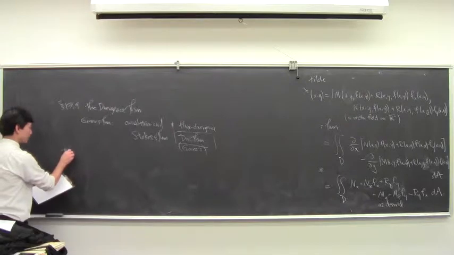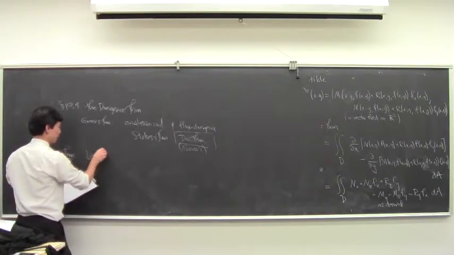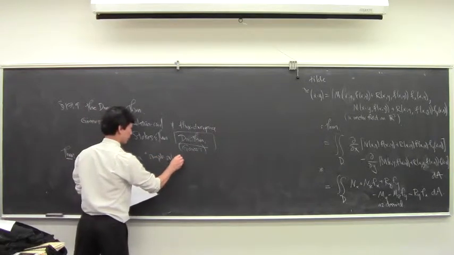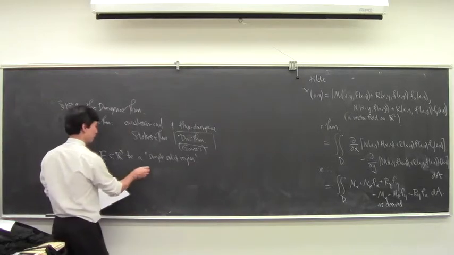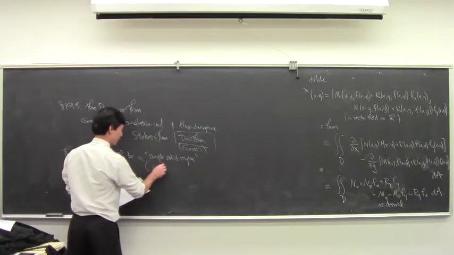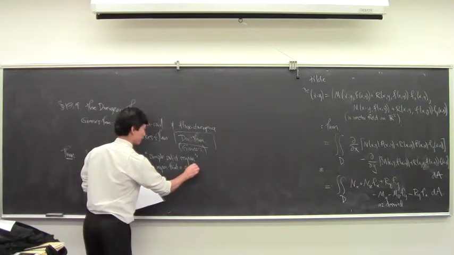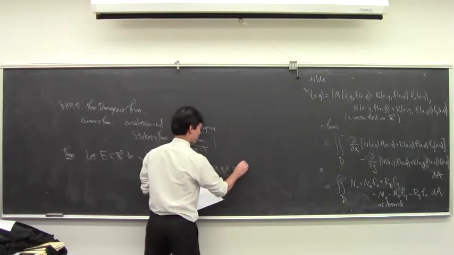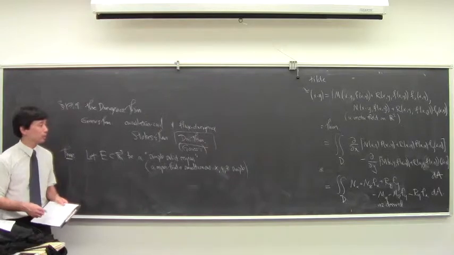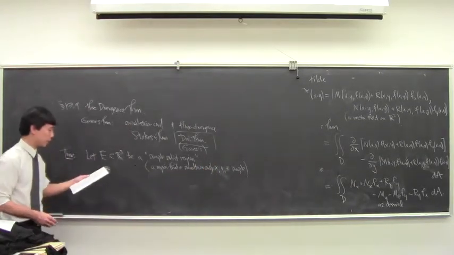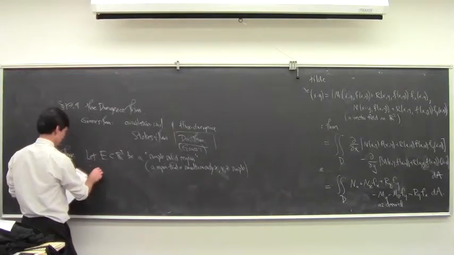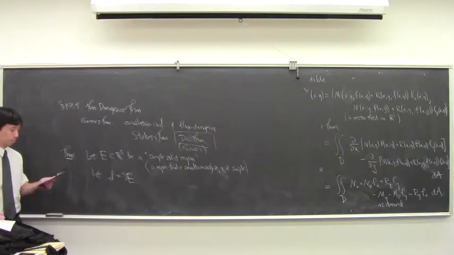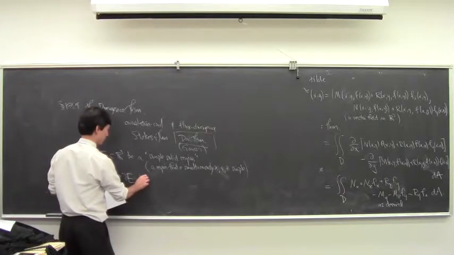So here it is. Let E in R3 be a simple solid region, and what we mean by that is a region that is simultaneously x, y, and z simple. Let S be the boundary of E.